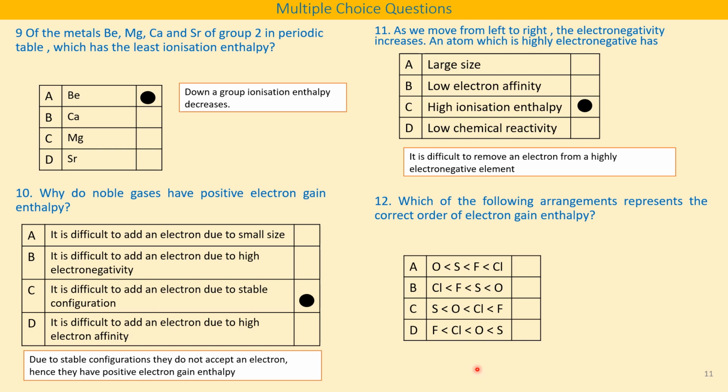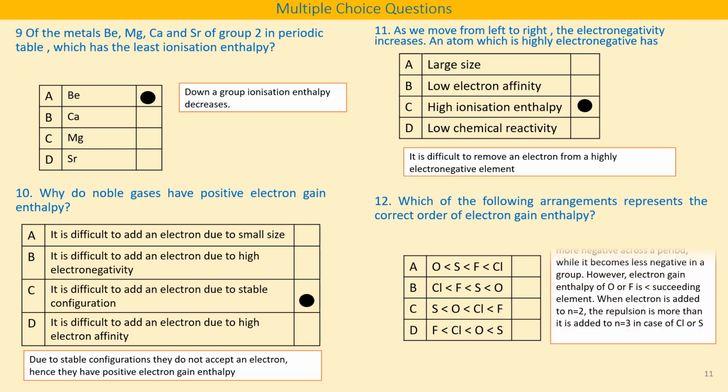Electron gain enthalpy becomes more negative across a period while it becomes less negative in a group. However, electron gain enthalpy of oxygen or fluorine is less than that of the succeeding element. When an electron is added to n equals 2, the repulsion is more than when it is added to n equals 3 in case of chlorine or sulfur. Hence, option A is the correct answer. Please mark it.